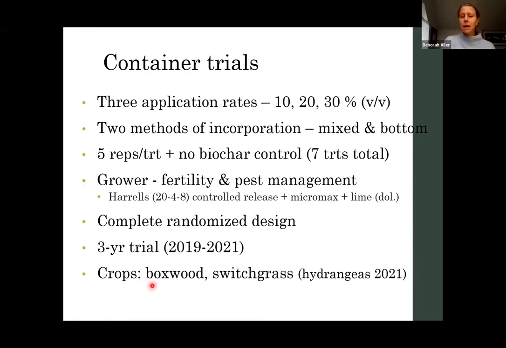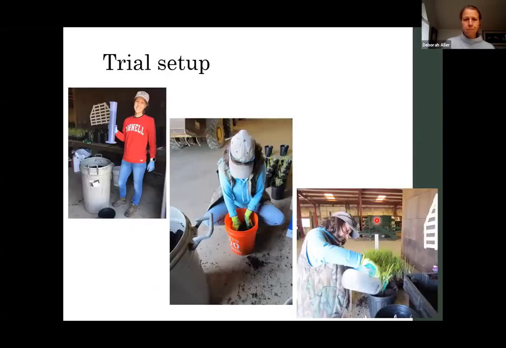So obviously, like I said, we have been studying boxwood and switchgrass. We plan to add hydrangeas as another crop in 2021 for this study. And also, I forgot to mention just briefly, the fertilizer used was a controlled release fertilizer. We used micronutrients and we added a dolomitic lime.